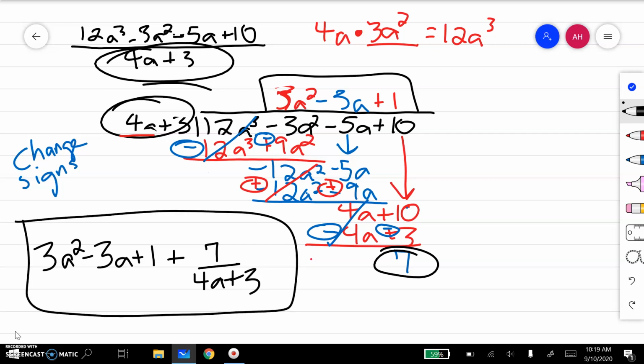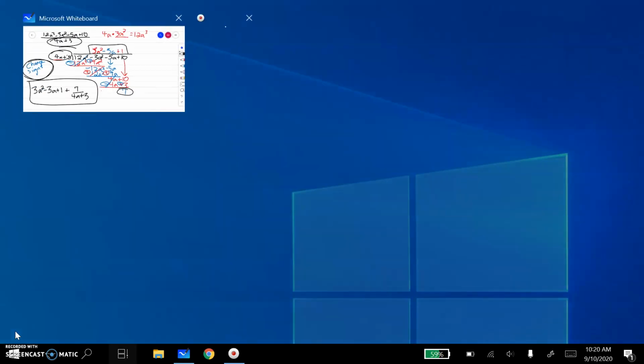These just take a lot of practice to get used to the steps, but the main thing is make sure you change your signs.